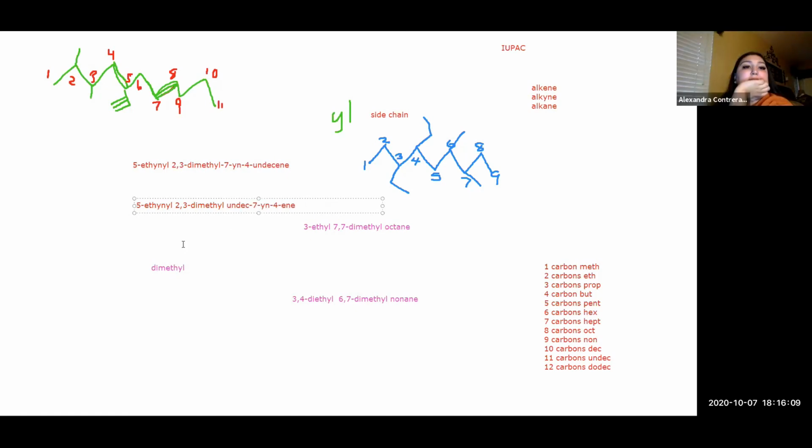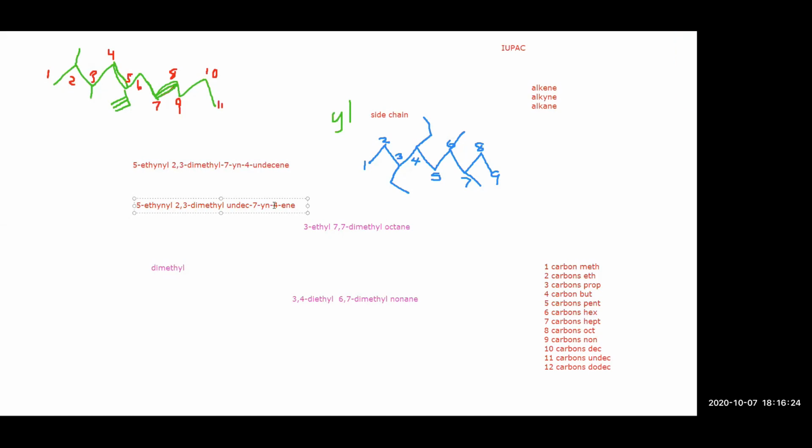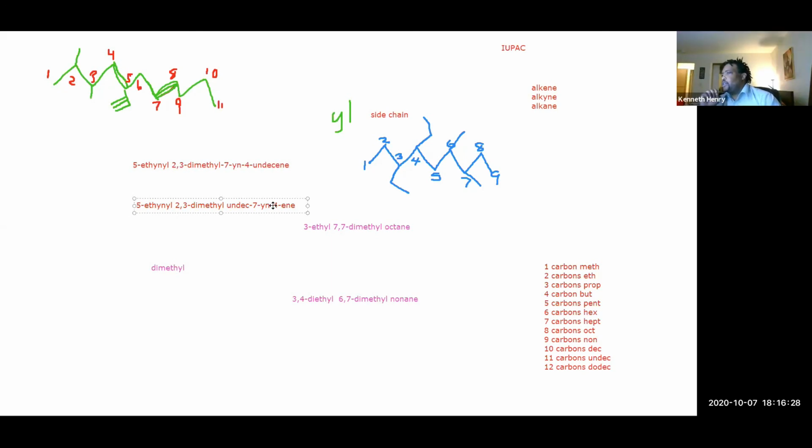Wait, are you rewriting for the triple bond that you just added? No. This is another way that you'll see it, where they'll actually tell you where that double bond is at. They'll put the number within the undecane. It'll actually put it within that topic. So you have undeca-7-ene-4-yne.